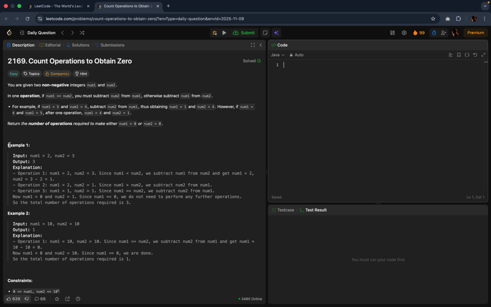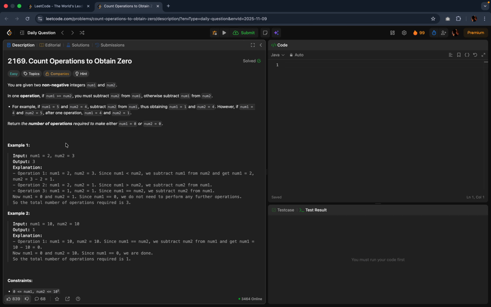Basically, if I take you to the example here, the input is num1 is 2, num2 is 3, and the output is 3. The explanation: for operation 1, num1 equals 2 and num2 equals 3. Since num2 is greater than num1, we subtract num1 from num2. We do the opposite of it, as they said you must subtract num2 from num1, otherwise subtract num1 from num2. And hence we get num1 equals 2 and num2 equals 3 minus 2 equals 1.